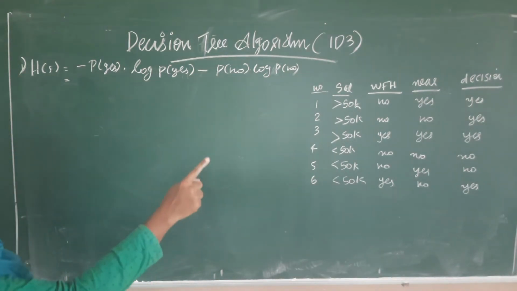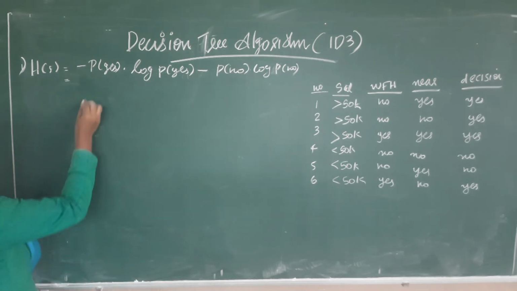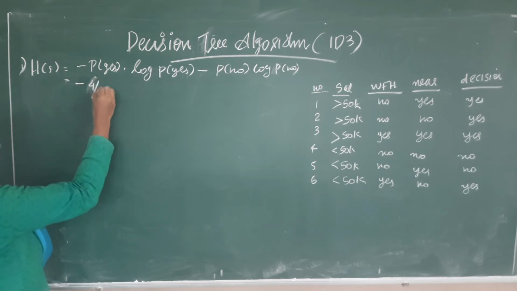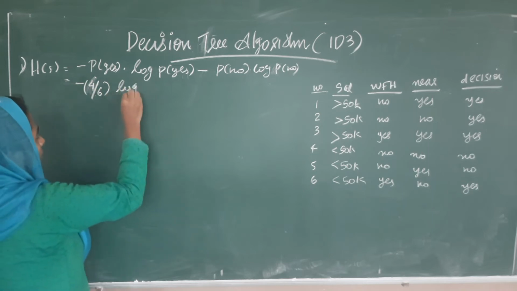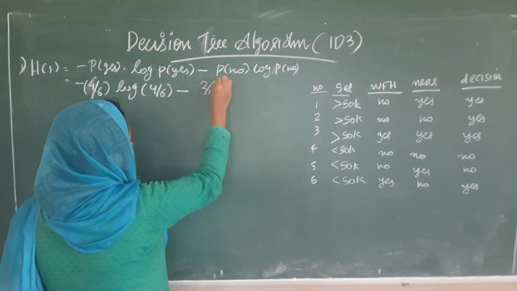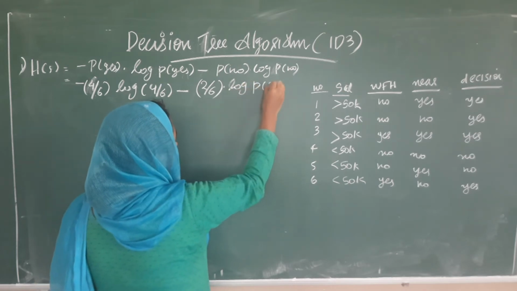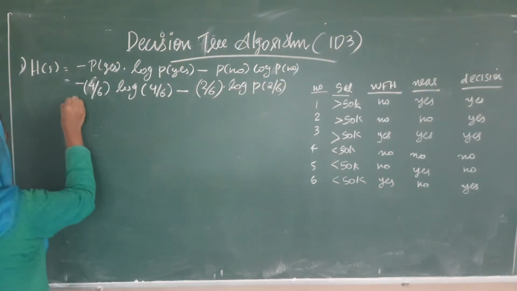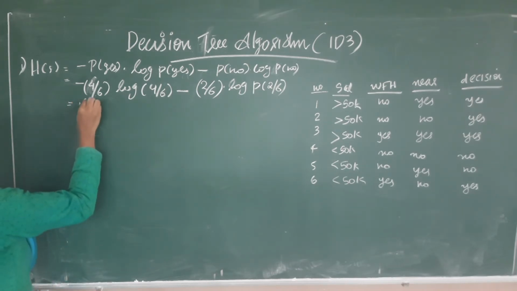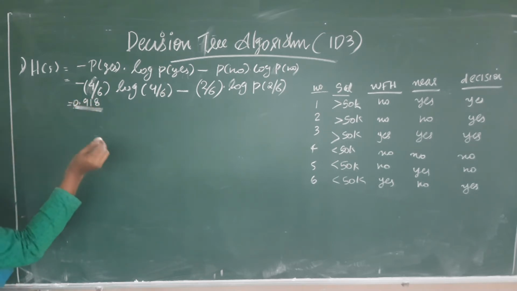You know that out of the 6 records there are 4 yeses and 2 nos. So minus probability of yes, 4 by 6, right? Because there are 4 yeses, 4 by 6 into log 4 by 6, minus probability of no. There are 2 instances which are no, so 2 by 6 into log 2 by 6. And if you calculate this, you will get the value as 0.918. Okay, 0.918. So this is the value for the entropy of the data set.